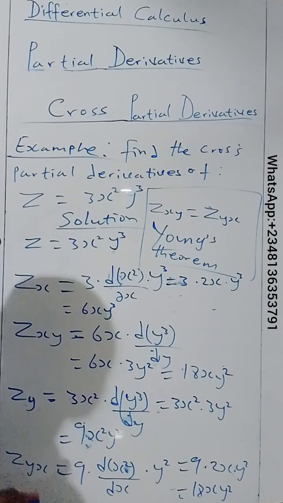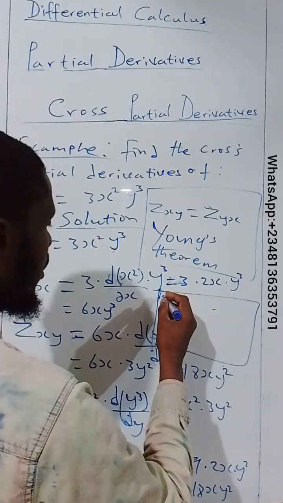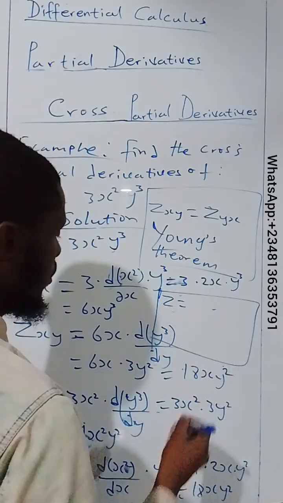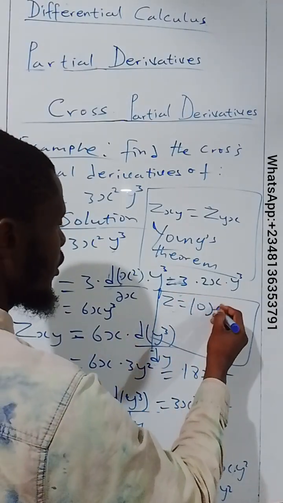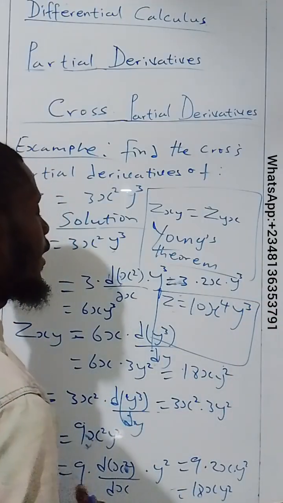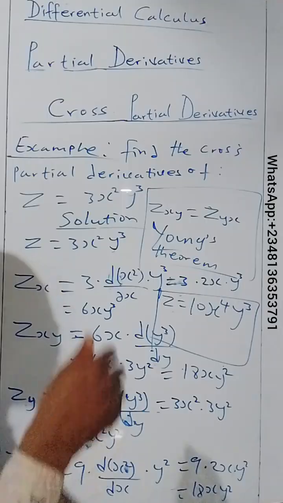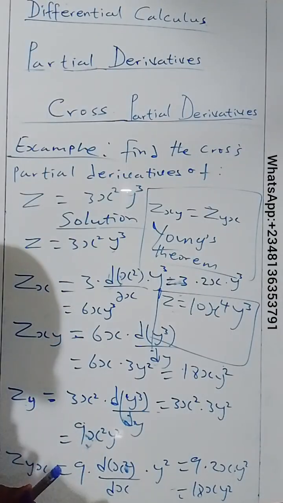Before we go, let me give you a question to try. Let's say you have z equals 10x to the power 4, y, x to the power 3, and you are asked to find the cross partial derivative. How do you do that? What's your answer? Drop it in the comment section.